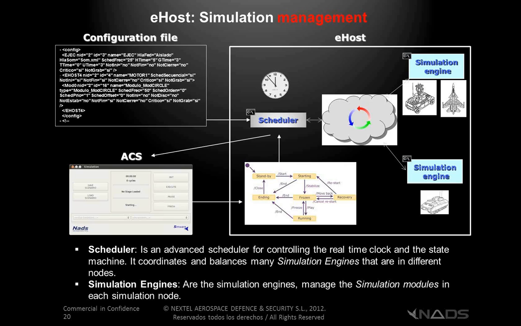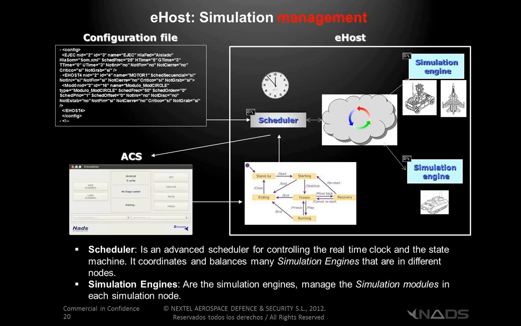The second part of the set is the simulation engines. And the idea is that these simulation engines can be distributed in any other node in the network. And these simulation engines are going to ask the scheduler what are the models they have to load. So they will load and command these models.